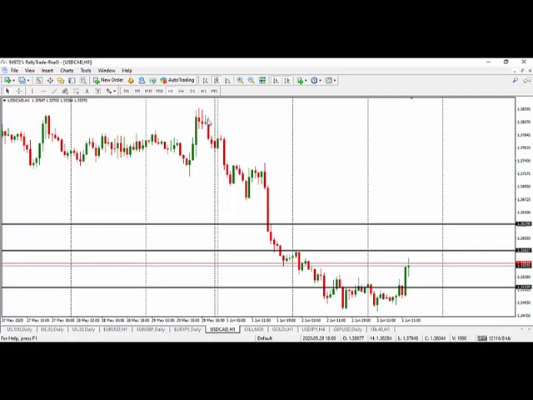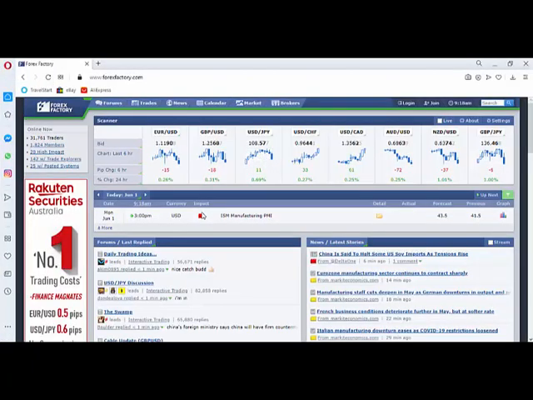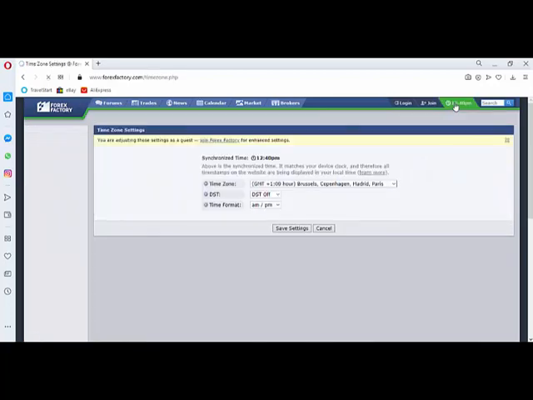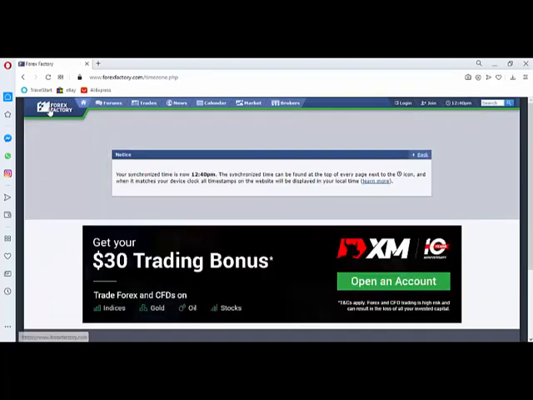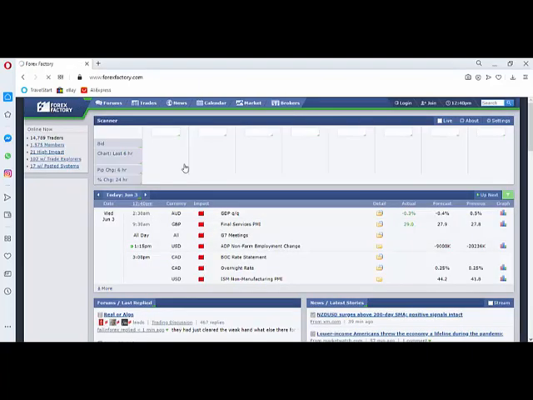So let's check on the fundamental front if there's any major economic data that we're expecting today that will still influence movement on this instrument. Okay, let me just adjust the time. Okay, so settings, I return back to the home page.